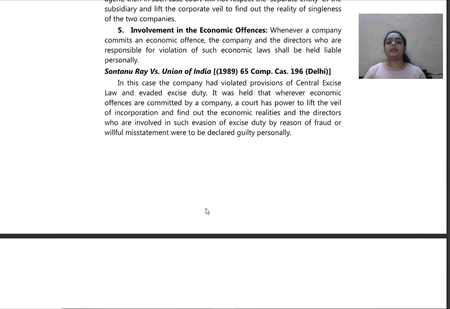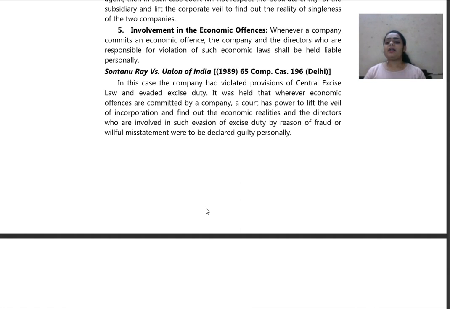It was held that wherever economic offences are committed by a company, a court has the power to lift the veil of incorporation and find out the economic realities. So, in this case, they found that there were violations of the provisions of central excise law, and excise duty was evaded.